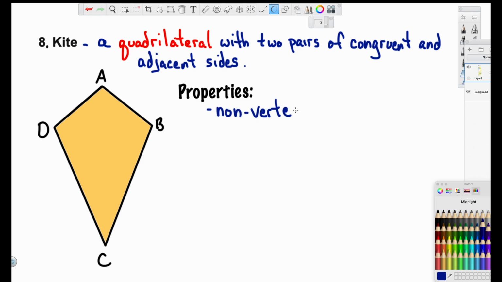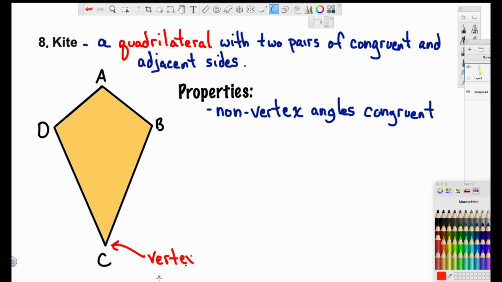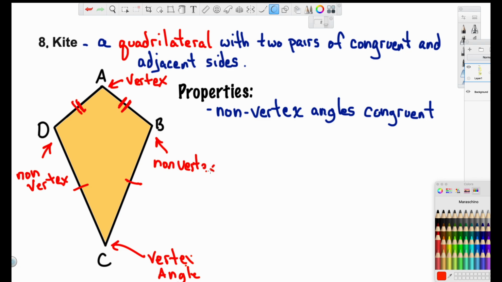So we have non-vertex and vertex angles in a kite. So where the two different length sides meet is the non-vertex angle, and where the two congruent sides meet is the vertex angle. So angle A and C are the vertex angles, and B and D are the non-vertex angles. So the non-vertex angles in a kite are congruent.